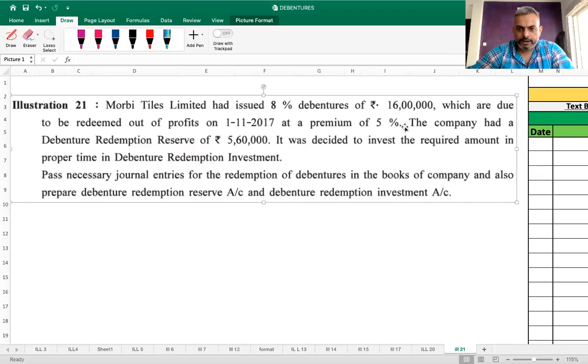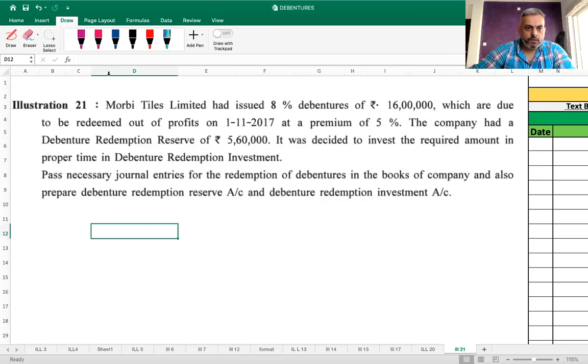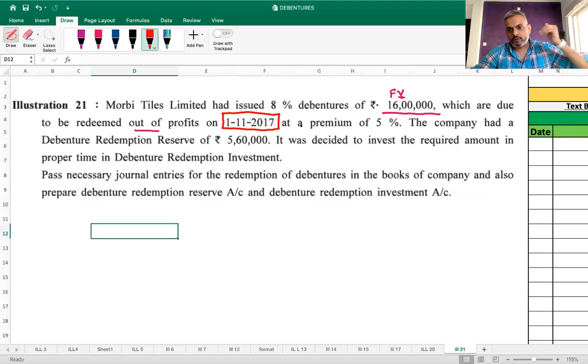Okay, illustration 21. Now let's see the question. Morbi Tiles Limited had issued 8% debenture of rupees 16 lakh. So 16 lakh is the face value, which are due to be redeemed out of profit on 1/11/2017. Now this is an important date over here. So it is during the year and not at the end of the year, what we have seen normally in the previous sums.